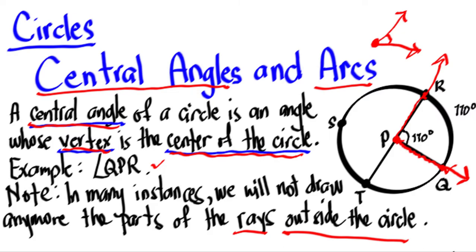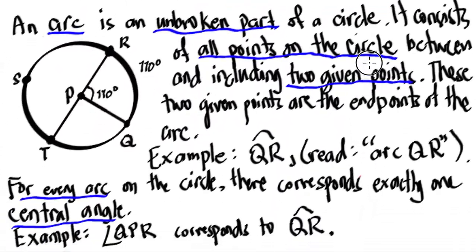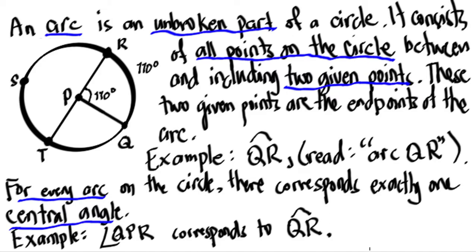So moving on, let's define what an arc is. An arc is an unbroken part of a circle. It consists of all the points on the circle. Again, highlighting that, this is outside, this is inside, this is on the circle: outside the circle, inside the circle, on the circle. So an arc is all the points on the circle between and including two given points. These two given points are the endpoints of the arc.